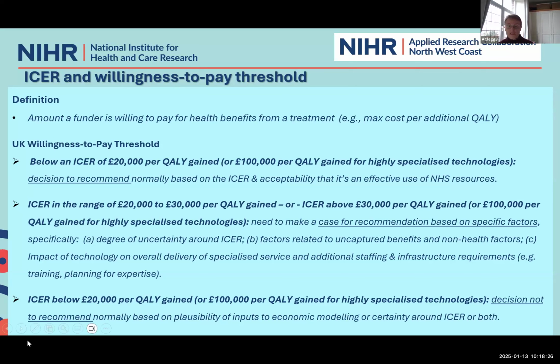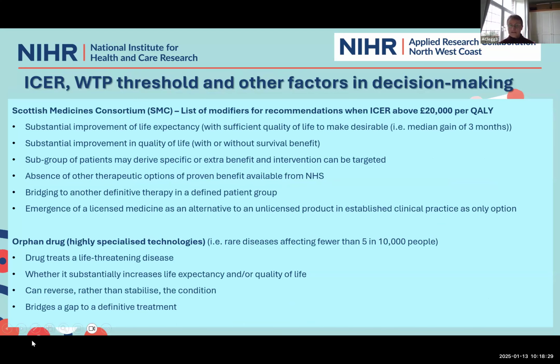The Scottish Medicines Consortium have a similar sort of level, just to illustrate some of the factors there. They have a similar threshold of around £20,000, but they look at a range of factors in trying to decide whether to go above it or not, which are on the screen there. I won't read them through.